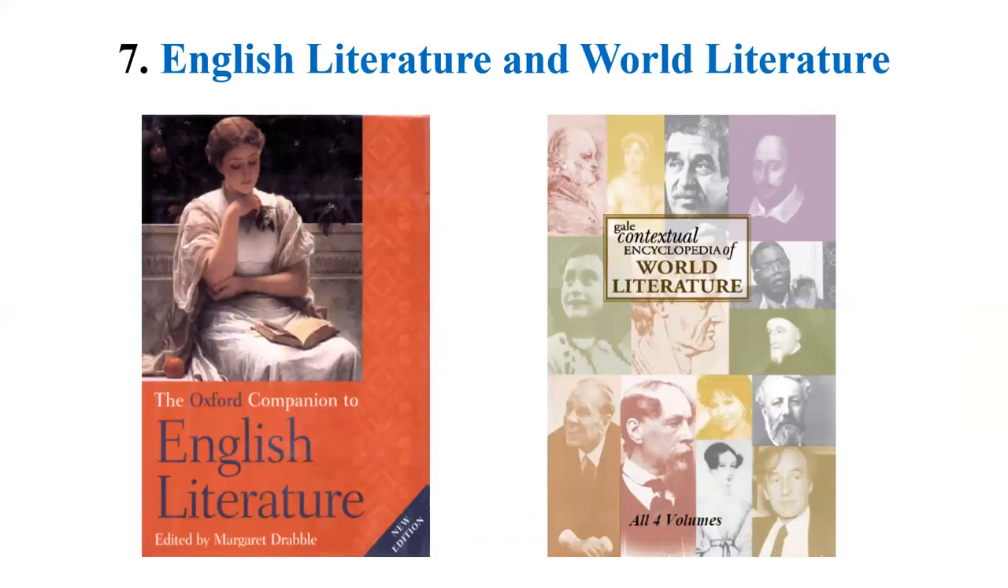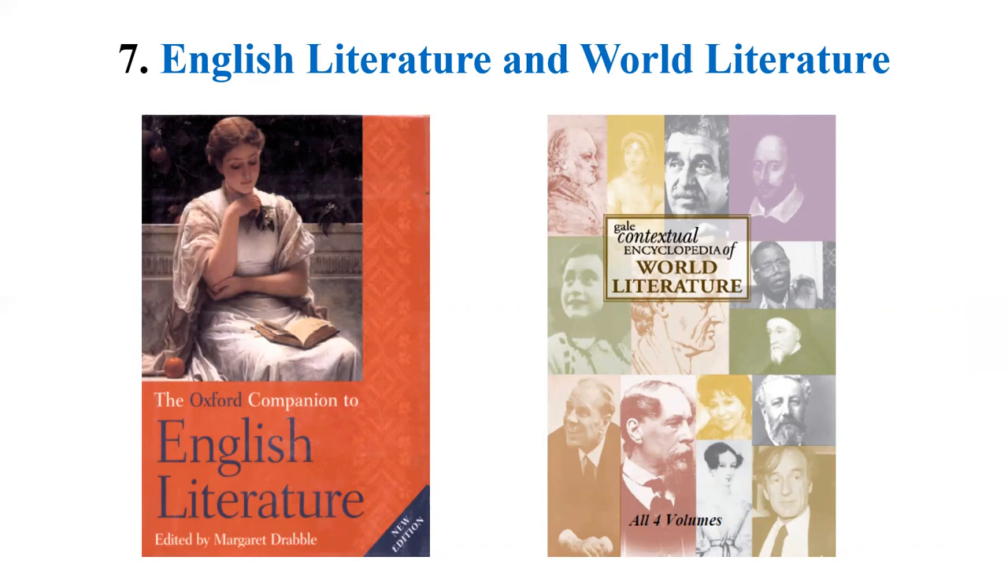companions for English literature and world literature. For English literature, the most famous book edited by Margaret Drabble, The Oxford Companion to English Literature. It's a unique book. It has entries for all the major authors across the ages in British literature. And it also gives a gist of each and every work or all the major works by all the authors.